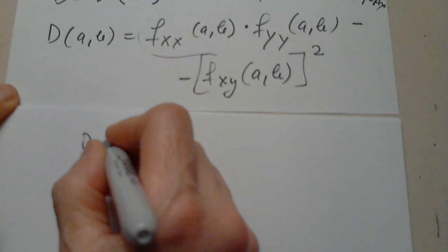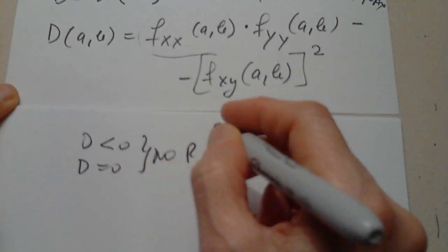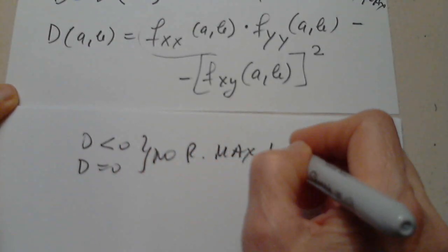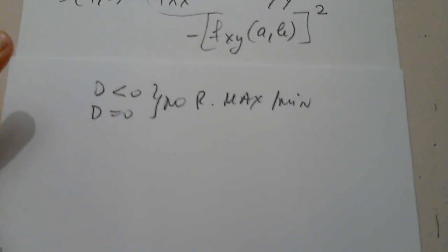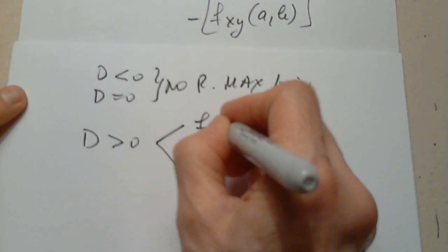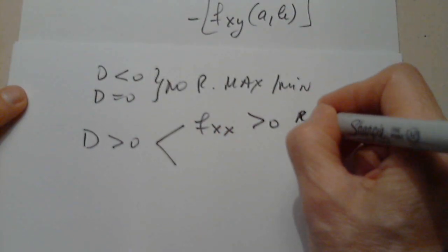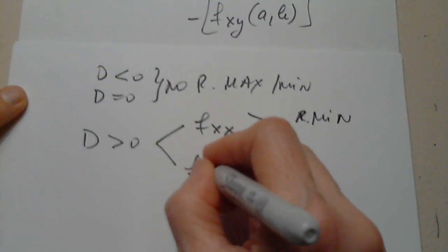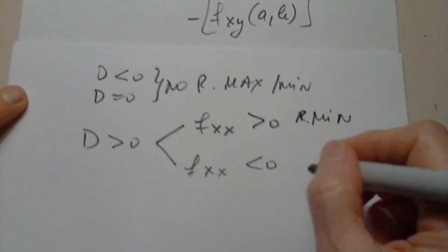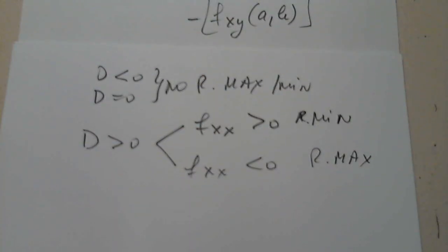So if D is negative or D equals 0, no relative max or min. And there are two options for D being positive. If f_xx is positive, it's a relative min. If f_xx is less than 0, it's a relative max. So this is the whole test. Easy to remember.